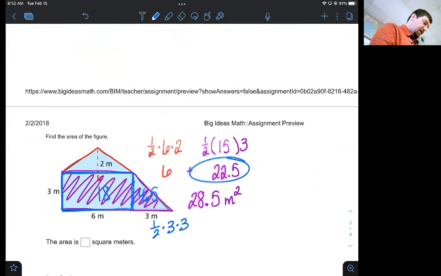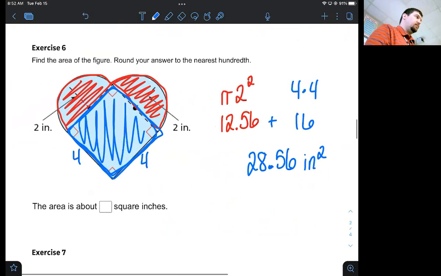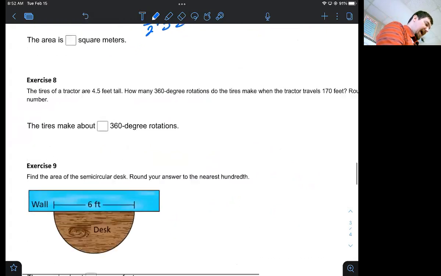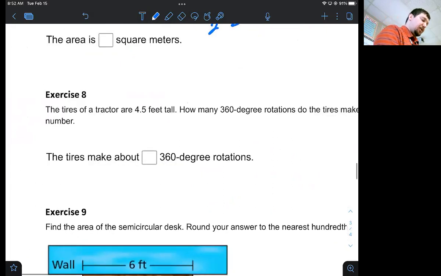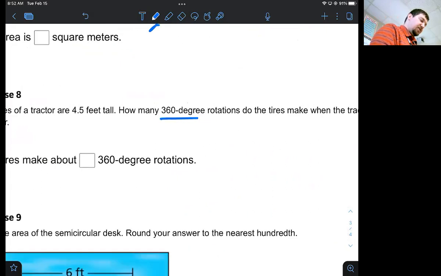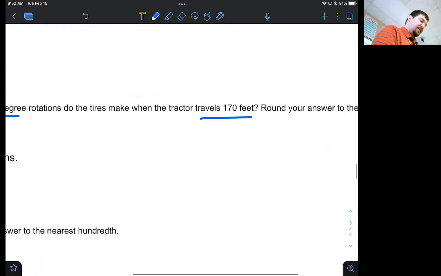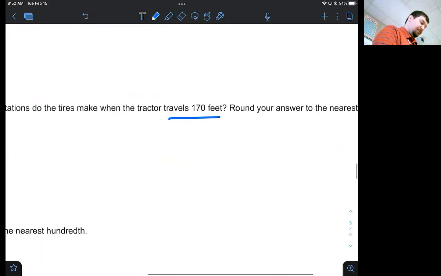The last one, number 6. Okay, number 8. Number 8 says the tires of a tractor are 4.5 feet tall. How many 360-degree rotations do the tires make when the tractor travels 170 feet? Round your answer to the nearest whole number.